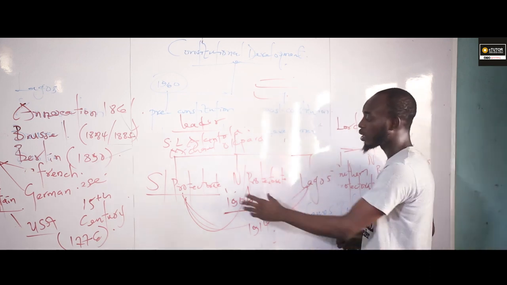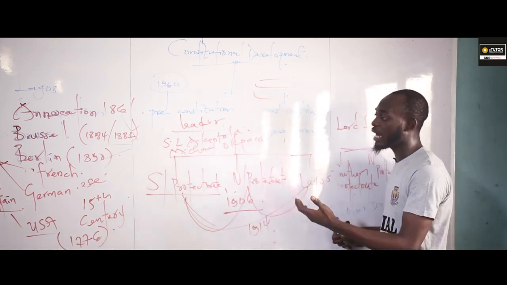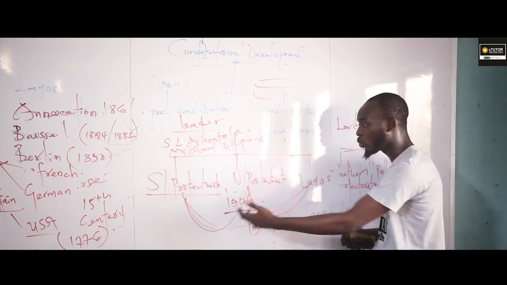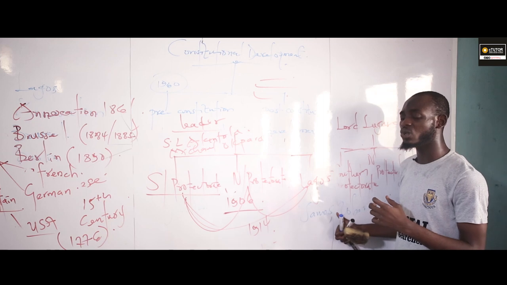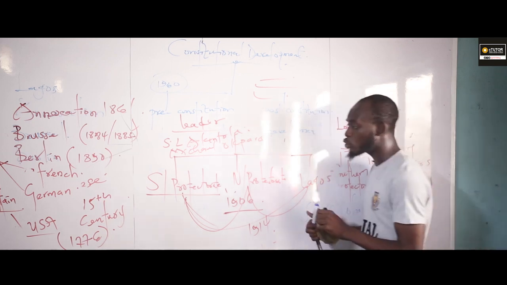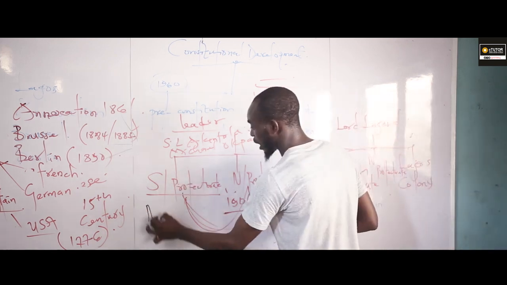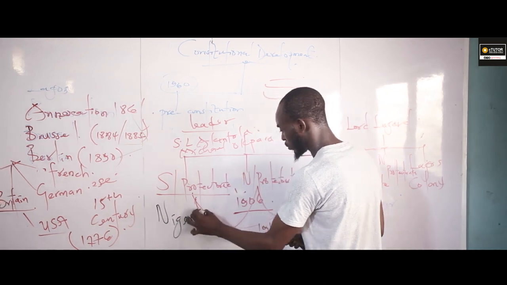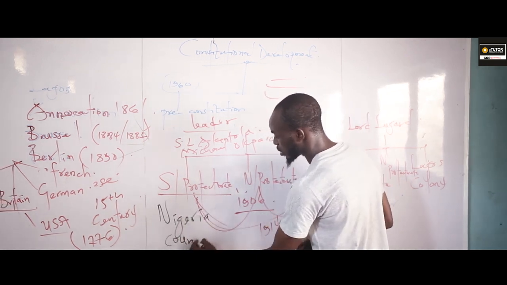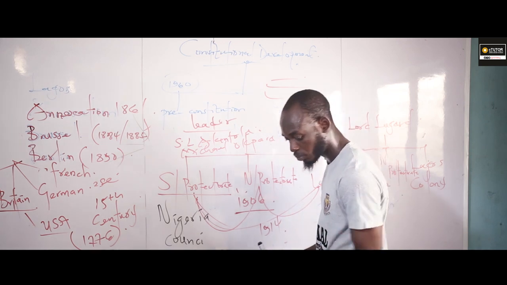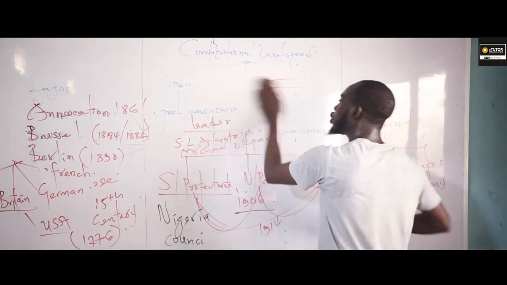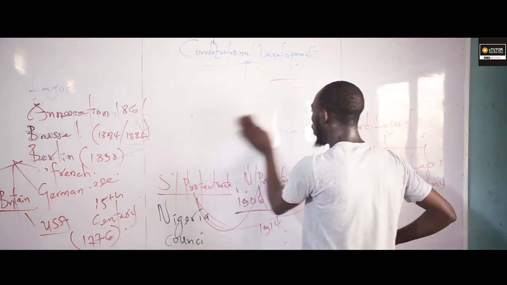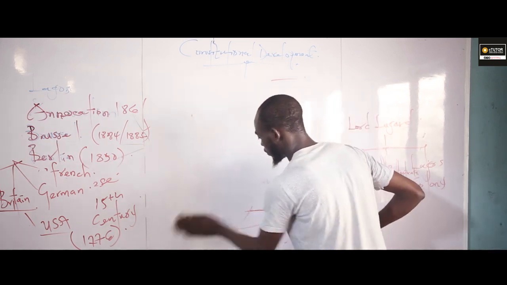So based on that, that's how we have Lord Lugard combining the three regions together. After he combined the three regions together, he introduced what we call the Nigerian Council. After combining the three regions together, he introduced the Nigerian Council.